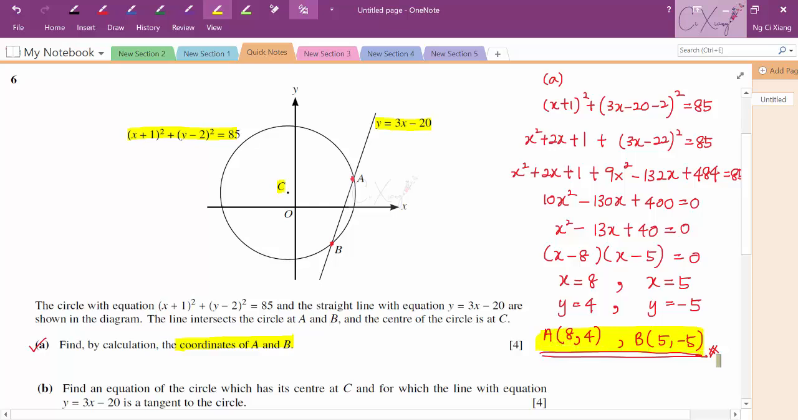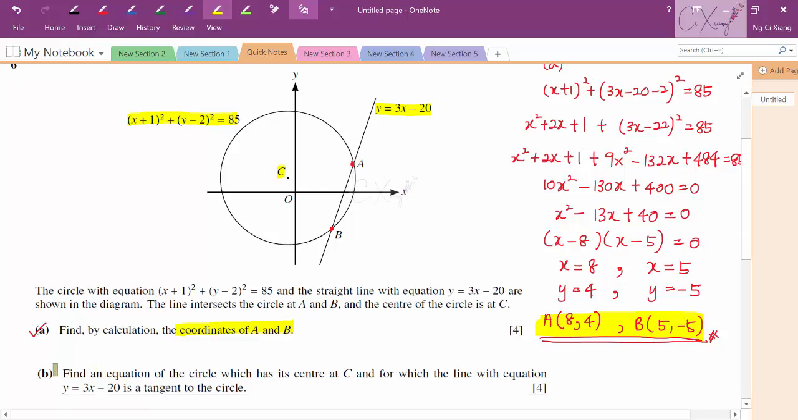All right, and now for part B. For part B, they want us to find an equation of the circle where the center is still C, and this circle has the line as a tangent. So in short, we are still having the same line, and now we are having another circle which actually has a tangent on the line.